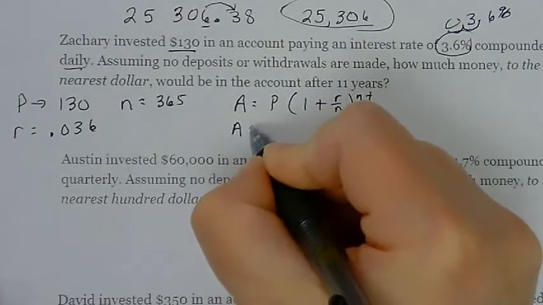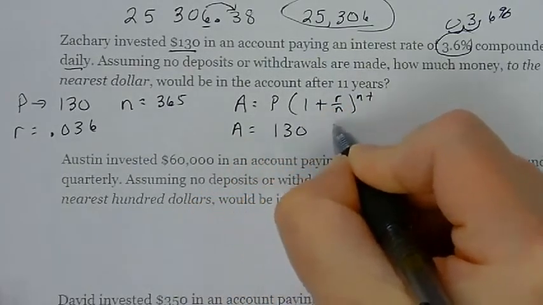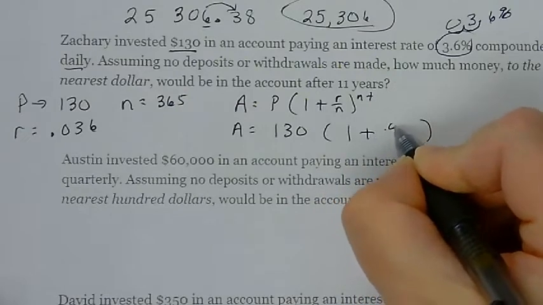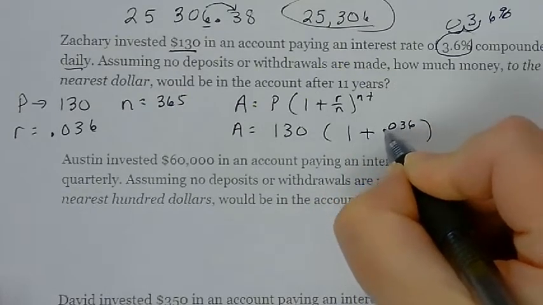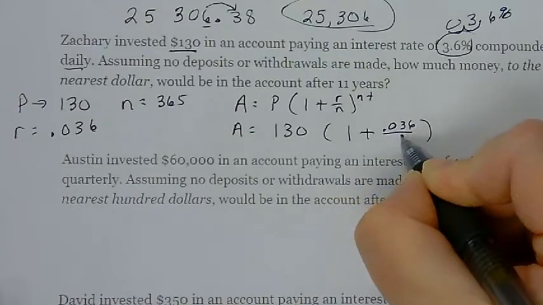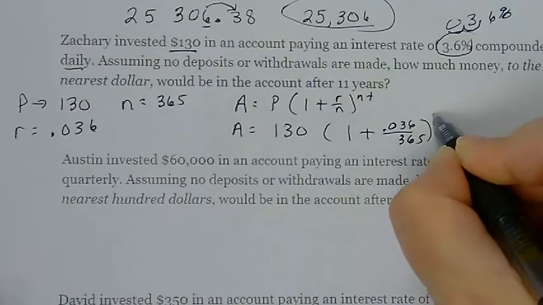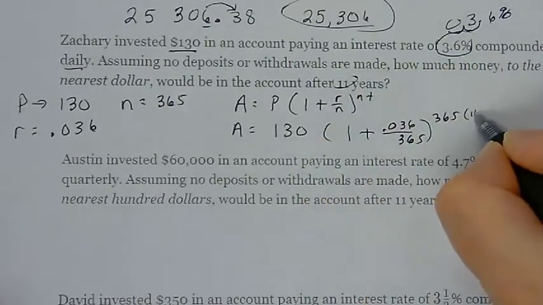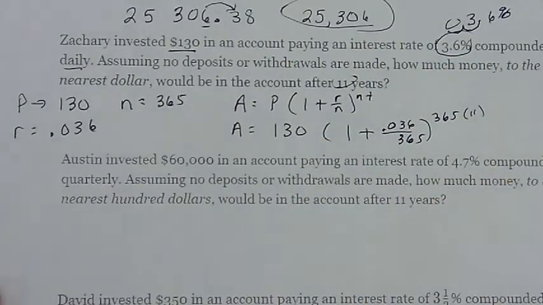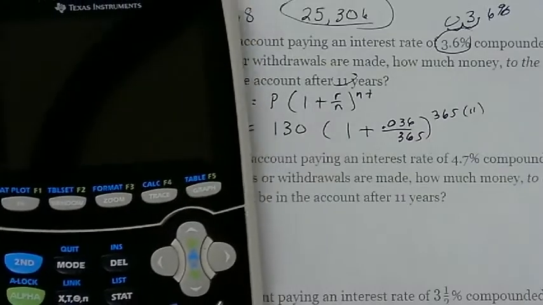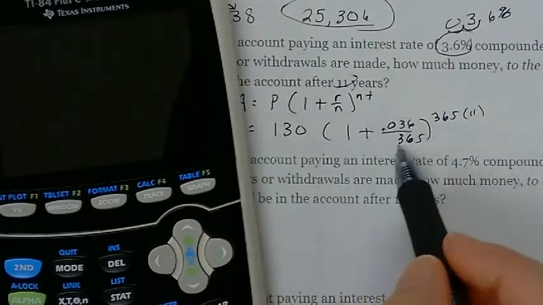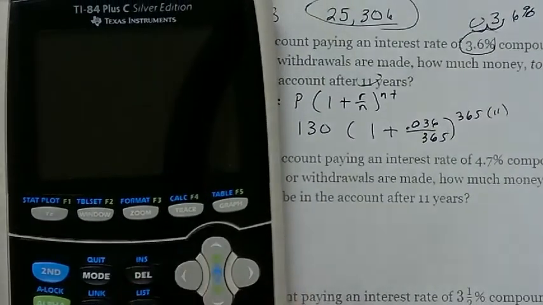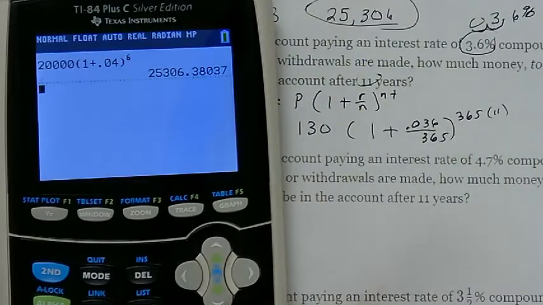So A equals 130 times (1 plus 0.036 over 365) to the 365 times 11 years. Now, it just gets a little bit tricky typing this in. If you want, you can figure out what this is by itself. I just type the whole thing in my calculator at once, and I'll show you how I do that.